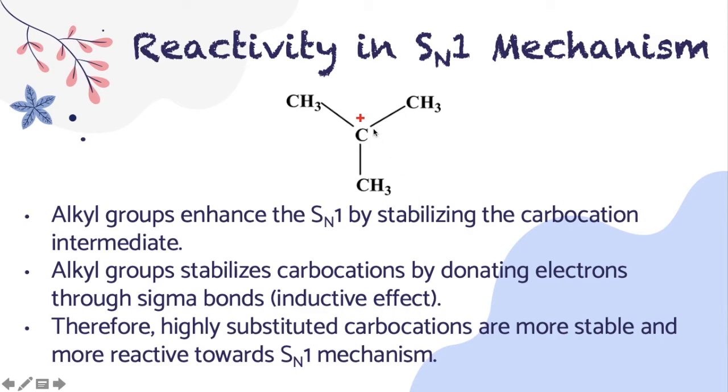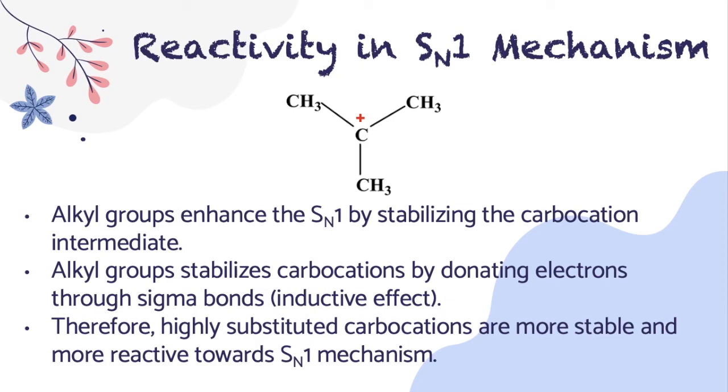We've learned in the previous topic that carbon is an electron donating group. So alkyl groups stabilize carbocations by donating electrons through this sigma bond. The single bond, we call it a sigma bond. So this is the inductive effect. Therefore, highly substituted carbocations are more stable and more reactive towards the SN1 mechanism.